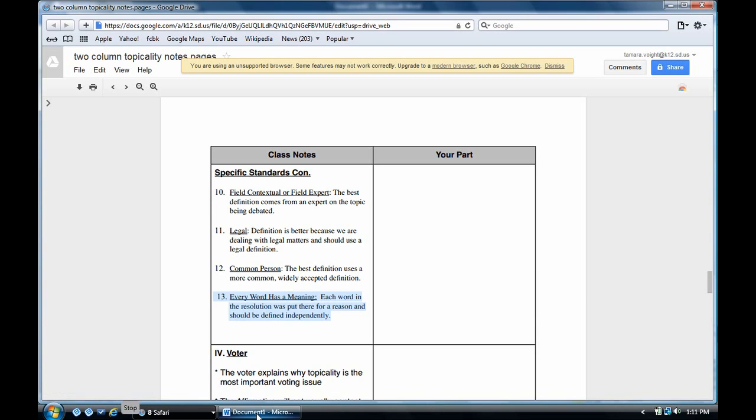Every word has meaning. This is a standard that is the opposite of the phrase standard. It would argue that every word is put in the resolution for a particular purpose, and therefore each word should be defined on its own, and then it doesn't have to be defined as a phrase. So if somebody uses the phrase standard against your affirmative, you could use a counter standard to argue against it, such as every word has meaning.